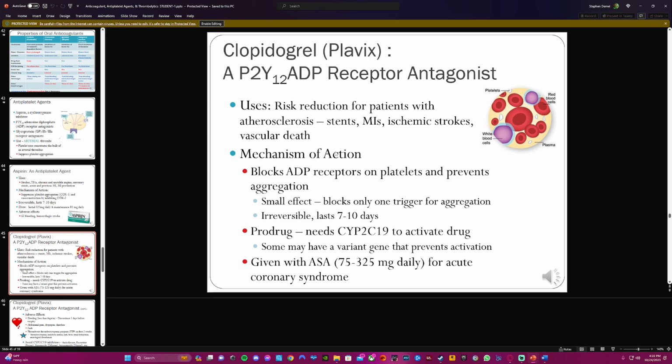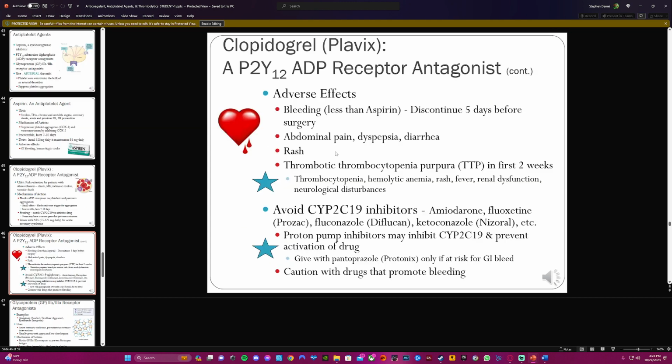clopidogrel or Plavix, which is a P2Y12 ADP receptor antagonist. Use for this is risk reduction for patients with atherosclerosis, such as stents, MIs, ischemic strokes, or vascular death. Mechanism of action is it blocks ADP receptors on platelets and prevents aggregation. It has a small effect, as it blocks only one trigger for aggregation. It is irreversible and lasts 7 to 10 days. It is a prodrug needing CYP2C19 to activate the drug. Some may have a variant gene that prevents activation. Given with ASA, 75 to 325 milligrams daily for acute coronary syndrome. ASA is aspirin.